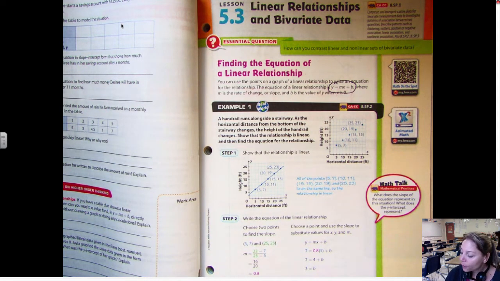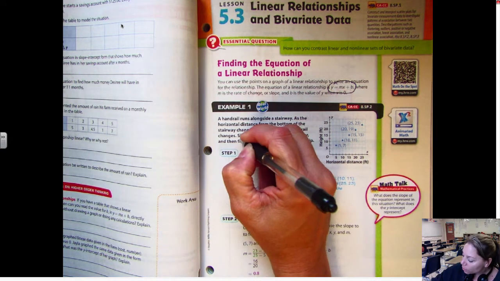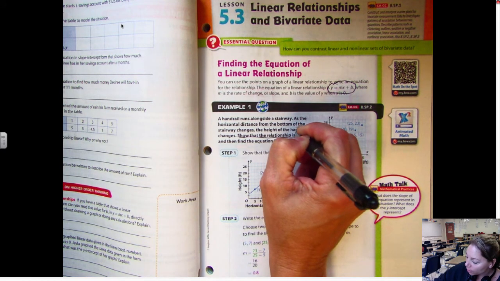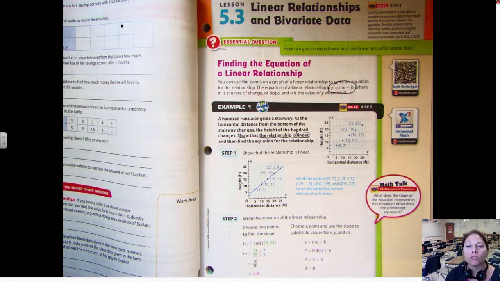So the first example says a handrail runs alongside a stairway. As the horizontal distance from the bottom of the stairway changes, the height of the handrail changes. Show that the relationship is linear, and then find the equation for the relationship. The first thing we want to notice is that it tells us the relationship is linear, and that's our first major hint that when we graph this information on a coordinate graph, we had better have those points line up in a straight line. Then it asks us to find the equation.